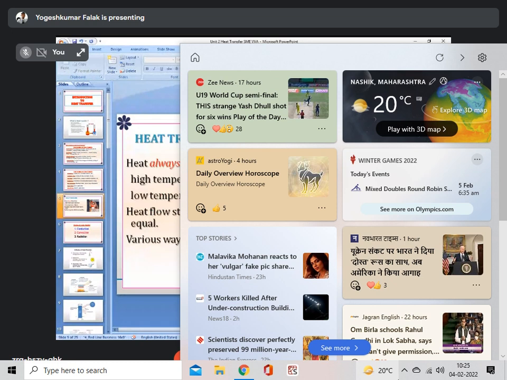Now next is heat. You always know that heat flows from a high temperature object to a low temperature object, or heat flow stops when temperatures are equal, and there are various ways by which heat may flow. Here is one example you see on screen. Heat flows from the child into the air, so it's nothing but convection, we can say.